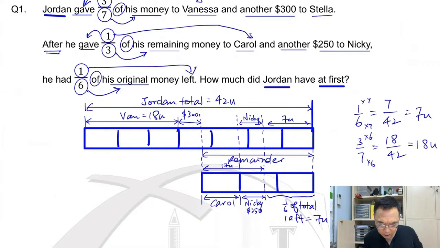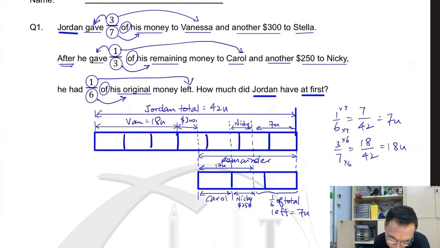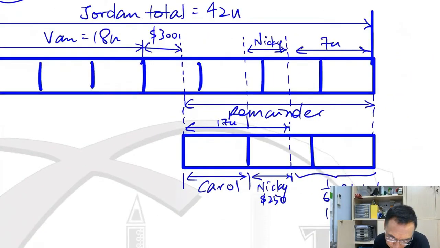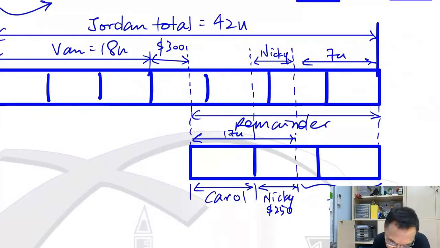Okay, what would you do next? If I take 42 minus 18 minus 17 minus 7, I will get how many units? Wait. I didn't label this correctly. I think I misled you all. This 17 is not so short. Let me rewrite this a bit. 17 will be here. Okay, a little bit longer. It will be up to here.